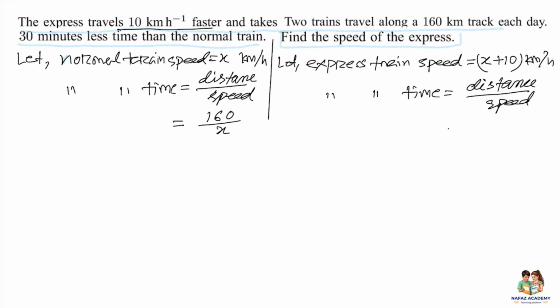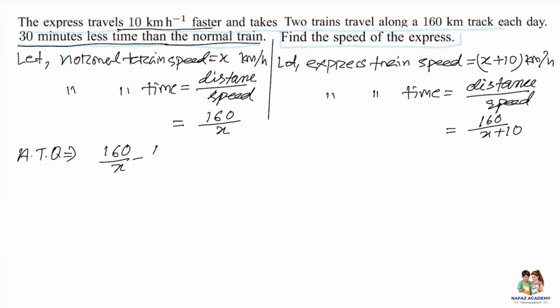Now what is the distance? Same, 160. And what is the speed? x plus 10, right? And what is the question clue? The express train is faster and takes 30 minutes less time than the normal train. That means the normal train time minus the express train time equals half an hour. 30 minutes means half an hour, right?